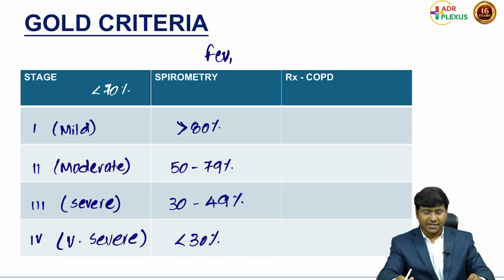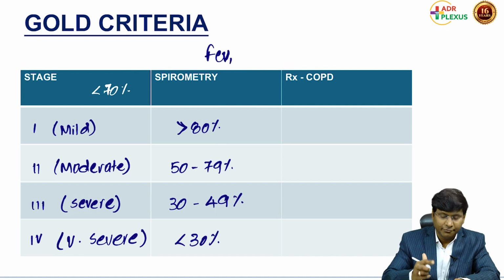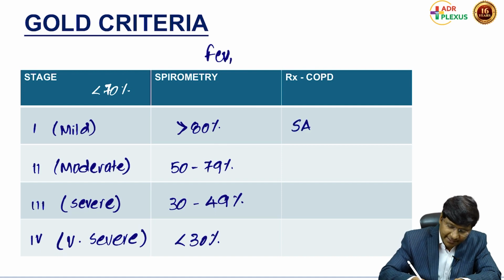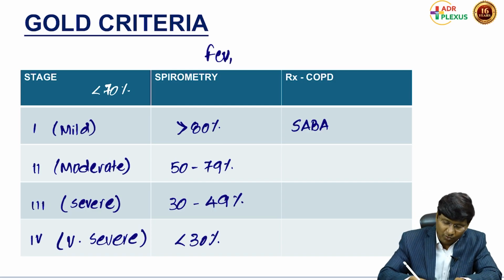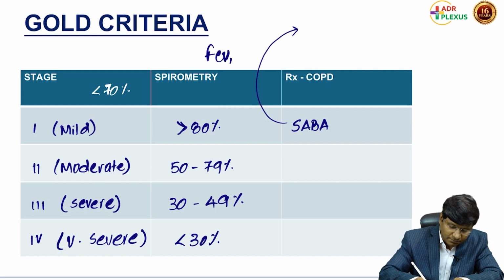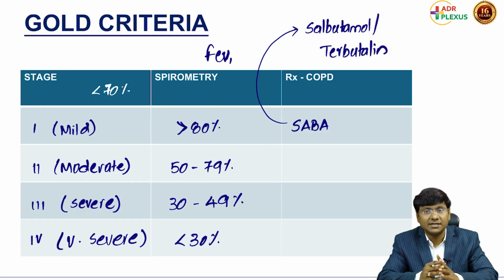Then how will you treat these patients with COPD? In stage 1, that is mild, we give a short acting beta agonist. Short acting beta agonist is the one which will give quick relief. What are the examples of SABA? The examples include salbutamol and terbutaline, right, salbutamol as well as terbutaline.